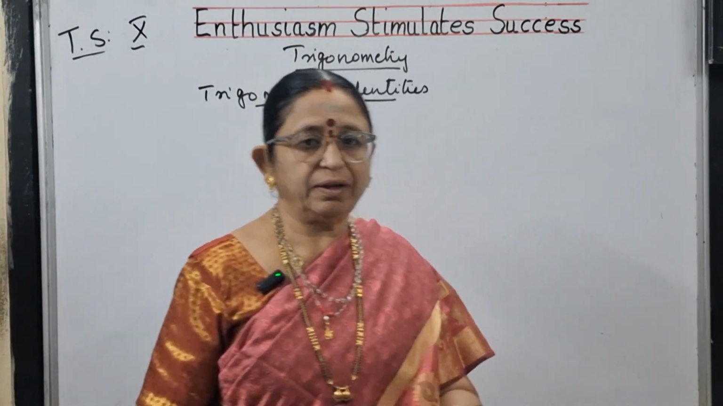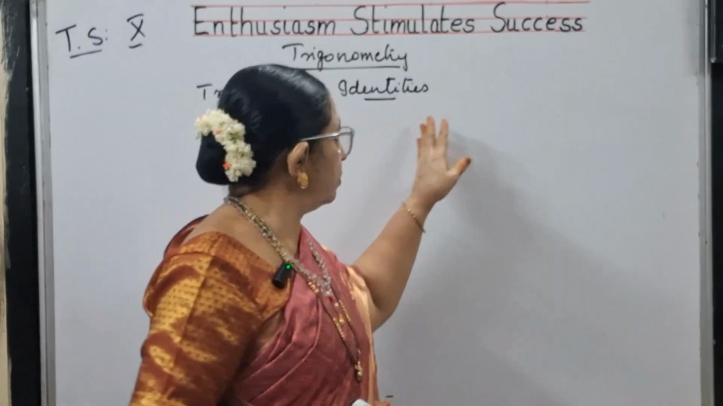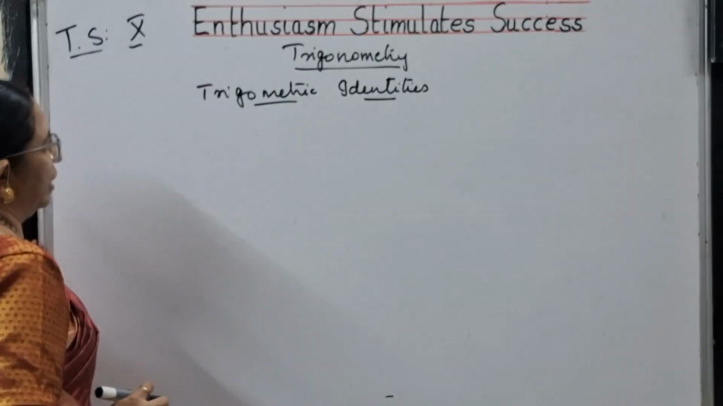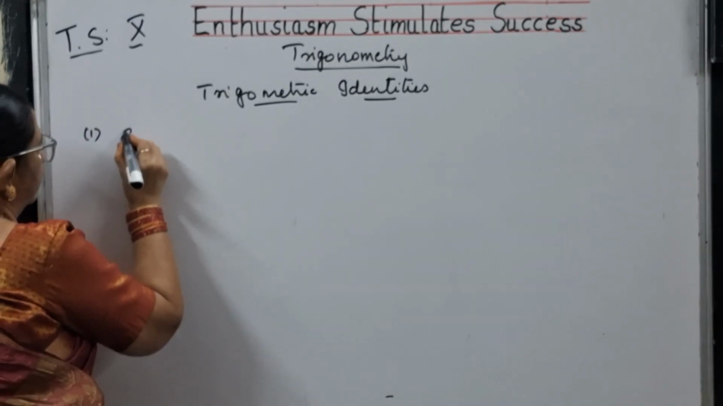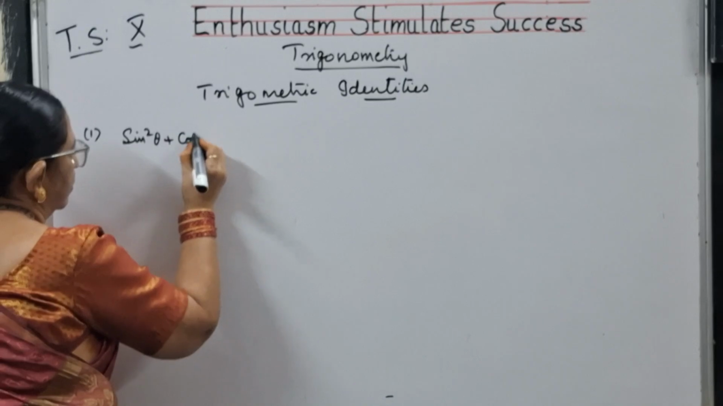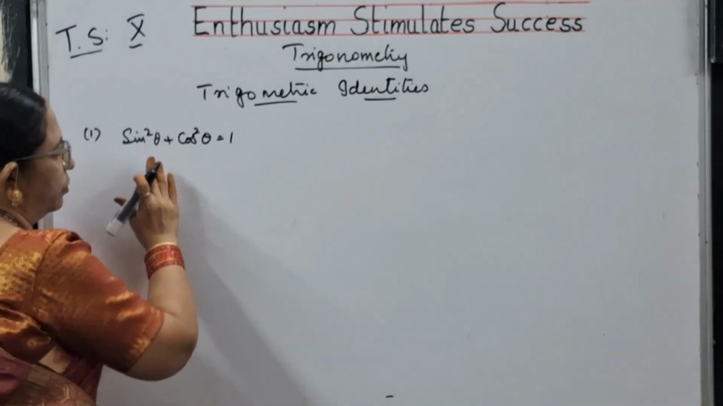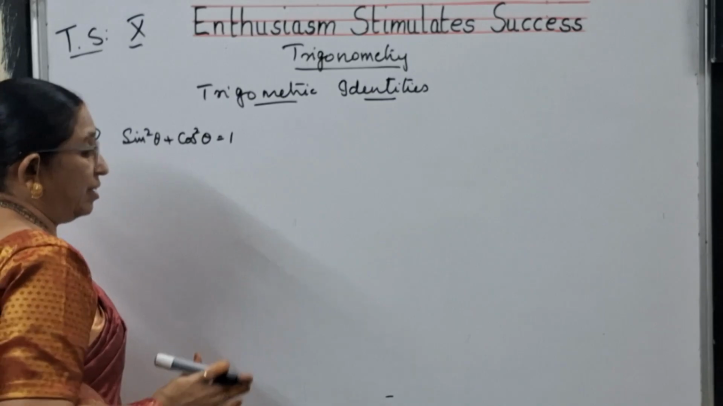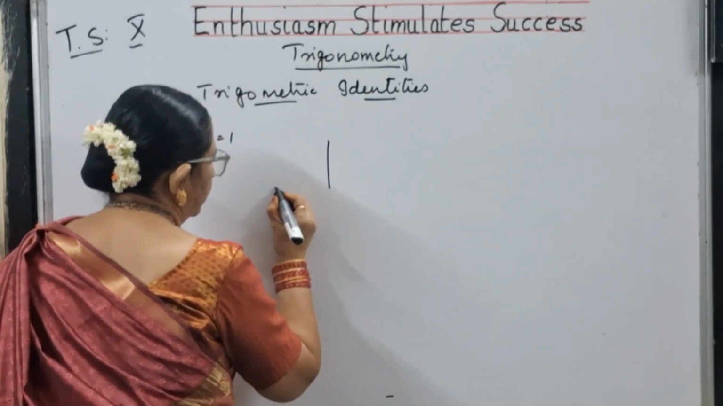Today I am dealing with 10th class maths, trigonometry. In that we are going to talk about trigonometric identities. What are trigonometric identities? The first one is sine square theta plus cos square theta is equal to 1. This is a trigonometric identity. Let us see how you have to prove it, because in the examination they are asking you to prove.